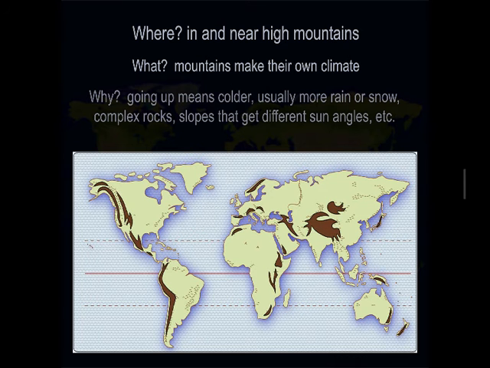Why is this happening? Going up means it's colder. There's usually more rain or snow, and complex rocks, slopes that get different sun angles, etc.